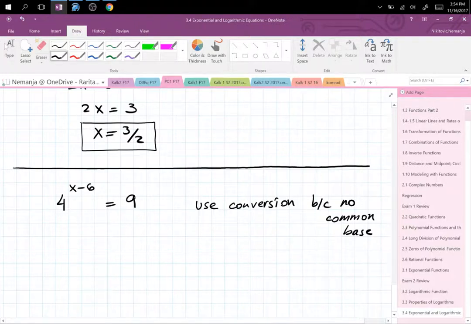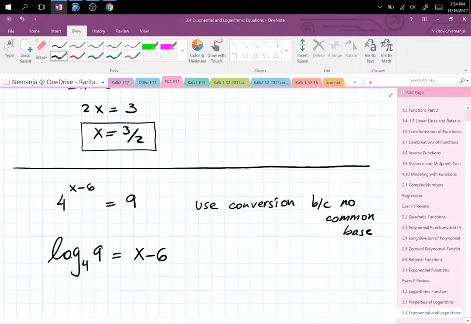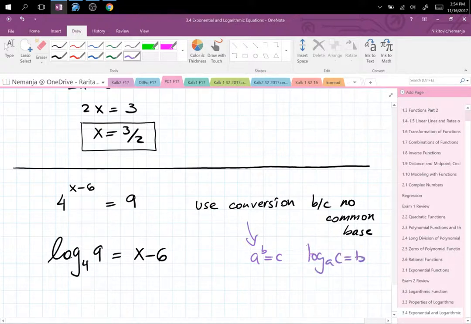So we have to convert this into log 4 of 9 is equal to x minus 6. I will write one more time the conversion formula here. A to the b equals c converts into log a of c equals b. So you see that this b is the x minus 6, which is b for the log form, x minus 6 on this side.